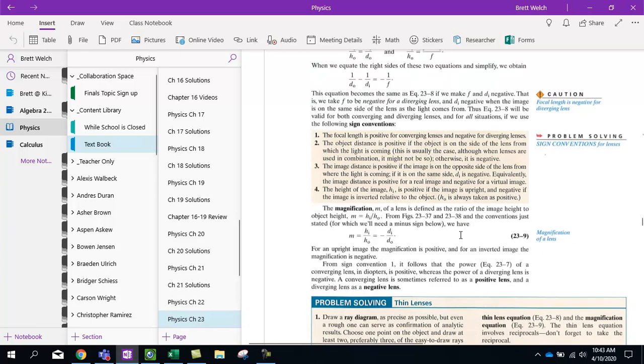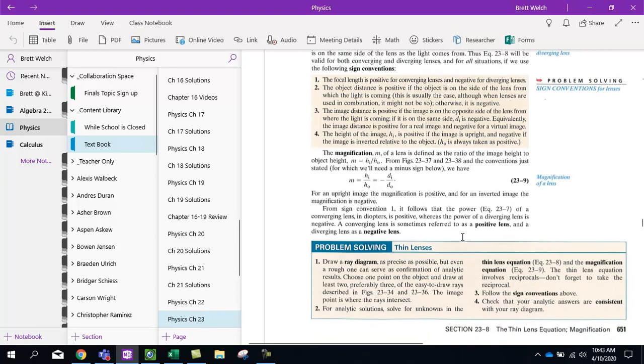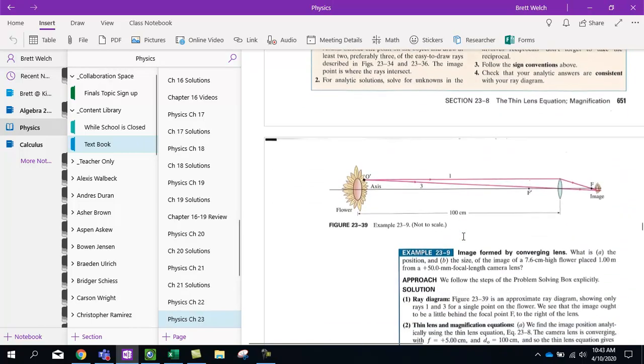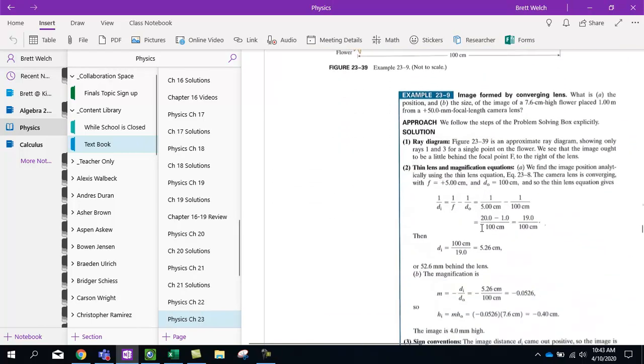The image distance is positive if it's on the opposite side of the lens, if it's on the back side of the lens. If it somehow shows up on the left side of the lens with the original object, we consider that a negative image distance. Magnification, m equals hi over ho, or negative di over do. And so that's pretty much what you need to know to be able to do this work.